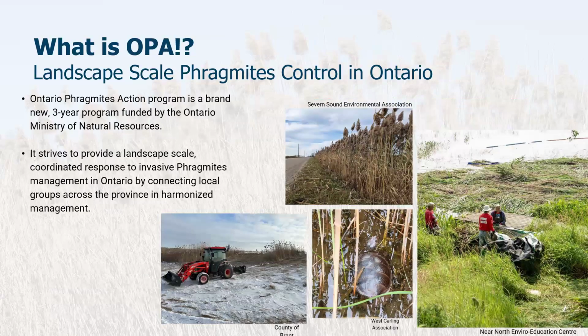So what is OPA? So this program is a brand new 3-year program funded by the Ontario Ministry of Natural Resources. It again is going to strive to provide that landscape scale coordinated response to invasive Phragmites management in Ontario by connecting local groups across the province in harmonized management. We're going to be able to share knowledge, share techniques. We're going to be able to work collaboratively and try and manage it on a large scale as opposed to, again, those smaller groups happening kind of on their own.